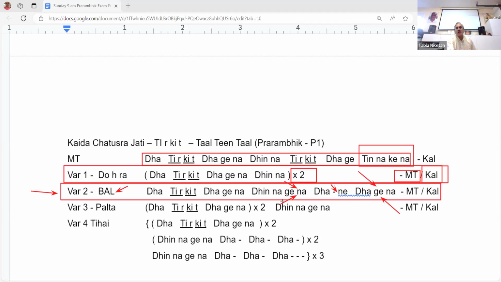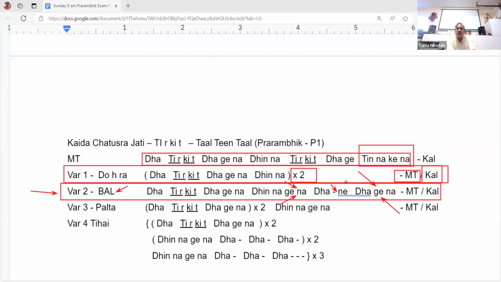Dha tera kita dha ge na, din na ge na, dha ne dha ge, dha tera kita dha ge na, din. Tera kita dha ge, din na ke. Ta tera kita ta ke na, din na ke na, ta ne ta ke na.